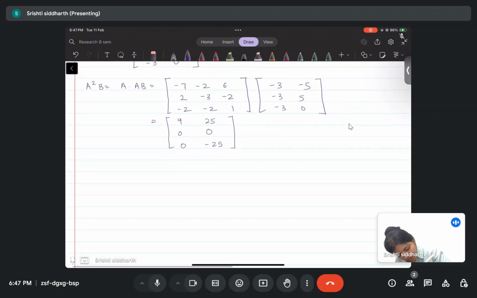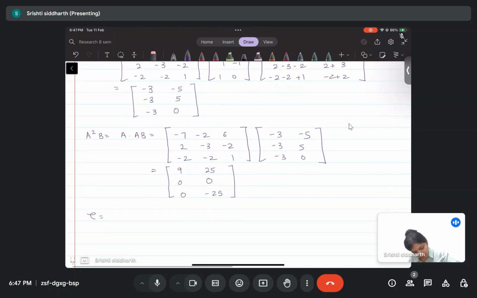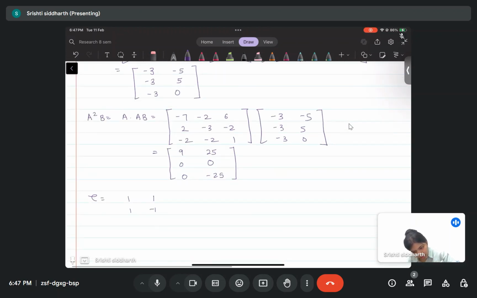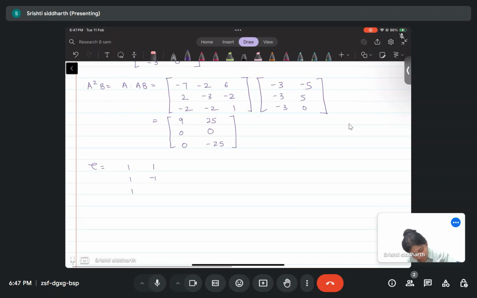Now the controllability matrix. So C is B first. So 1, 1, 1, -1, 1, 0. Then we have AB. So -3, -5, -3, 5, -3, 0. And then finally, the last two columns.